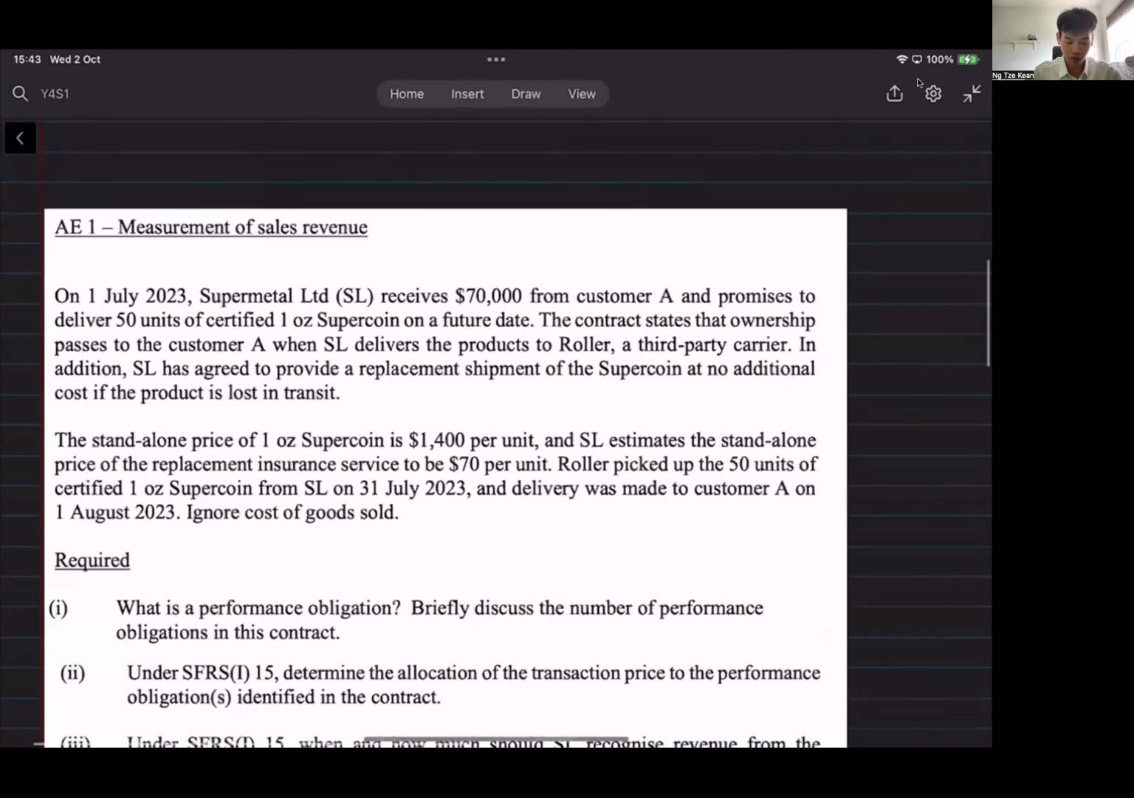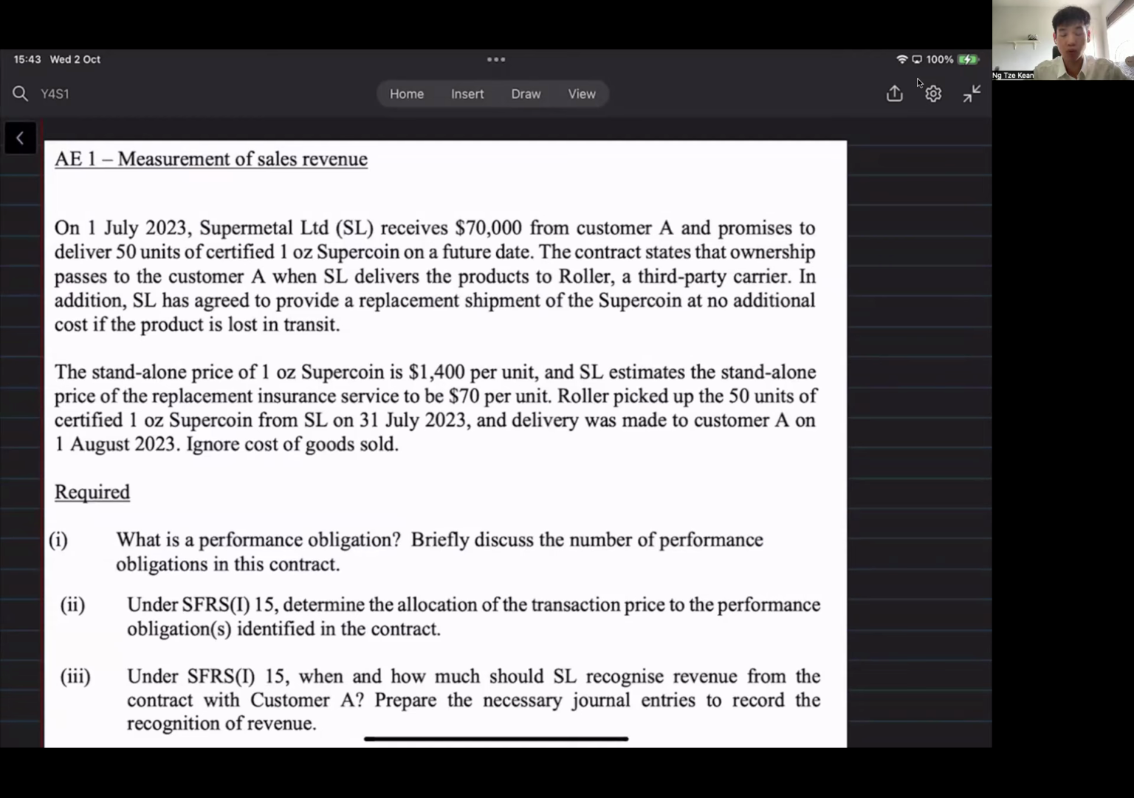And in the first question, we are supposed to do an allocation to the revenue computation. So, taking a look at the question, we first get that the company SL receives some form of revenue from their customer, and they have to deliver 50 units of Supercoin on some future date. So this would be unearned revenue, as discussed from last week.